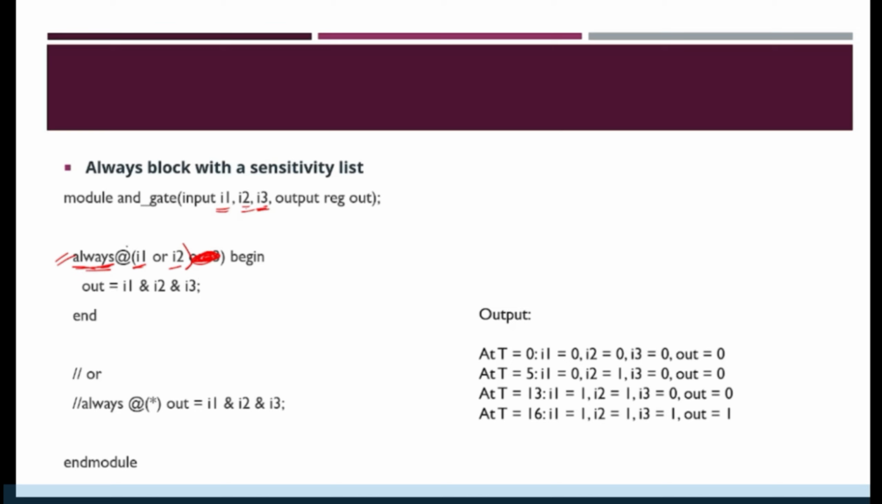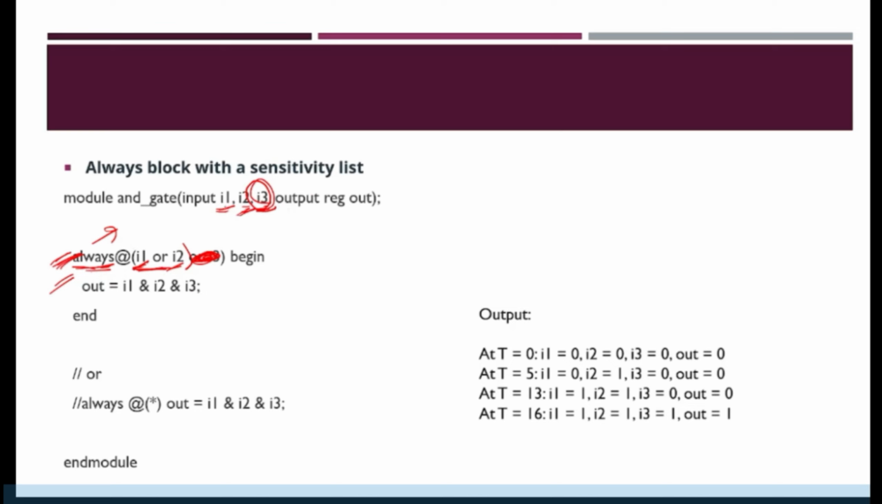Okay, now what happens? That means when there is a change in I1, this always block will be executed. When there is a change in I2, this always block will be executed. But when there is a change in I3, this always block will not respond, because in the sensitivity list you have mentioned that only a change in I1 and I2 should make this always block respond. So if there is any change in I3, this always block will not respond. Okay, this is how you will be using your sensitivity list.